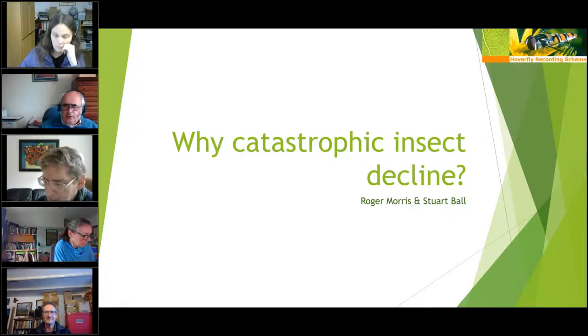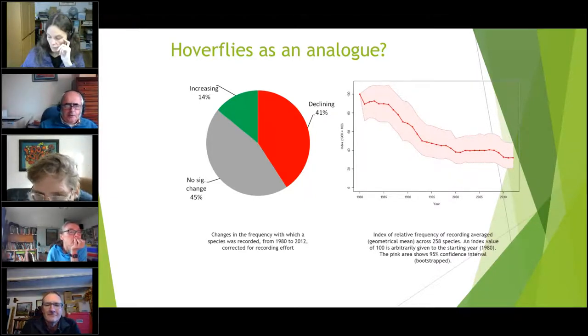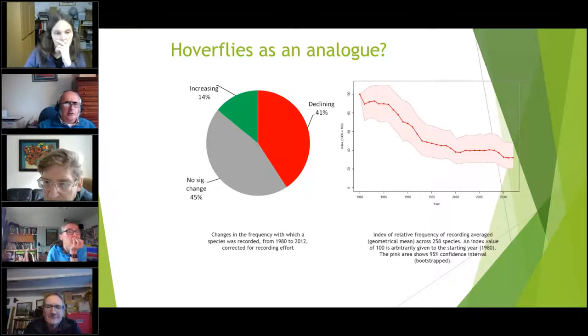The presentation technically is me, but because Stuart has put in quite a lot of work on some aspects of the analysis, it's me and Stuart. And you'll see the same thing with the paper that we've just put in British Wildlife. So let's move on. I'm going to use hoverflies as an analogue because that's the data set we play with. It's not to say that it's the only data set that could be used to highlight some of the issues. But one of the nice things about hoverflies is that they utilize a very wide range of habitats. And as such, they may actually provide more pointers than some groups of insects.